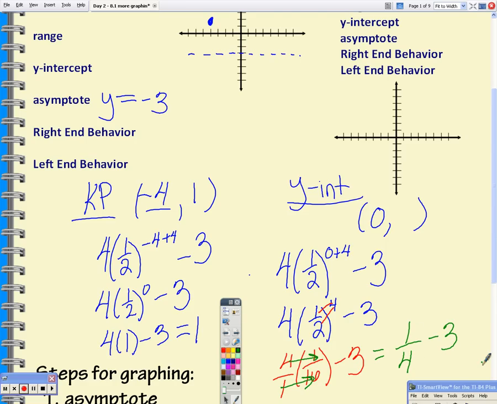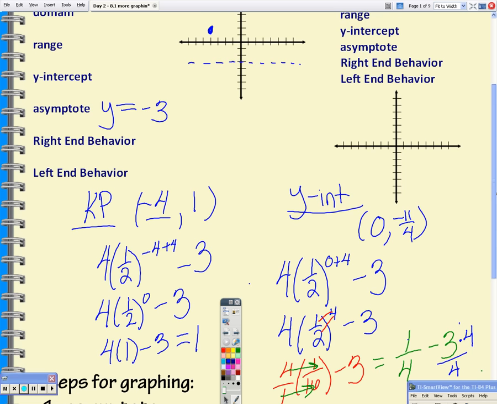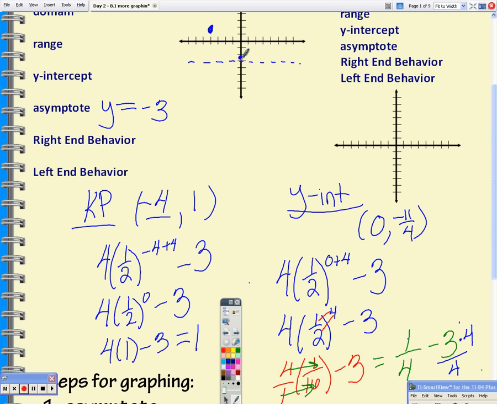And then 1/4 minus 3, well, I need a common denominator of 4. So this is 12. 1 minus 12 is -11/4. So now I'm going to estimate where that is on my graph. -11/4 is a little less than 3, because 12 over 4 would be 3. So 11 over 4 is a little less than. So it's about there.